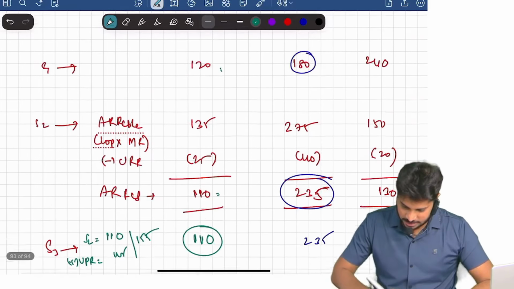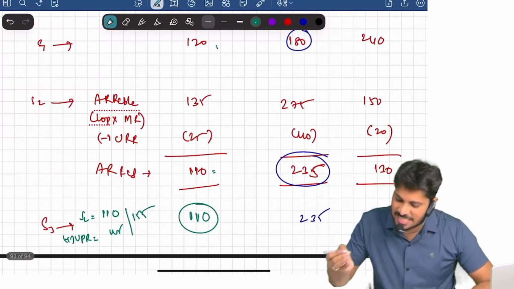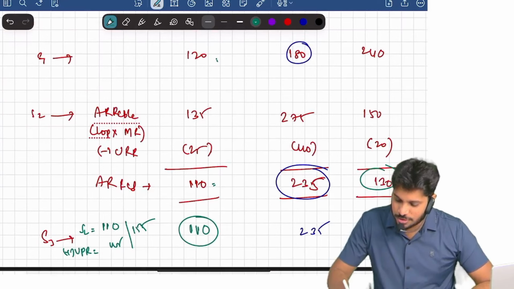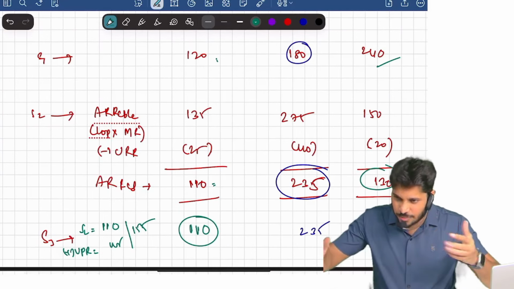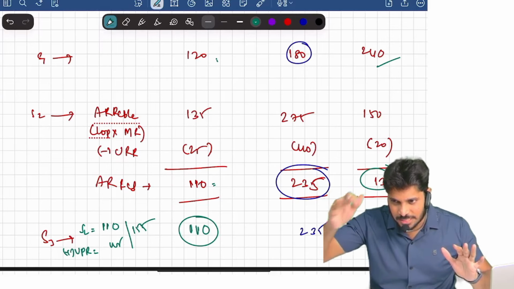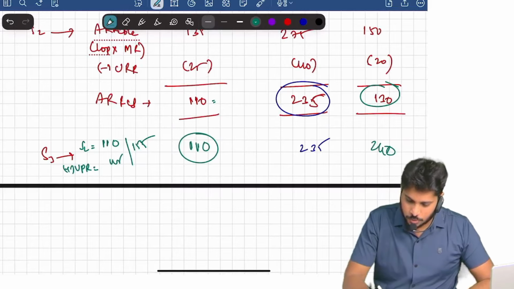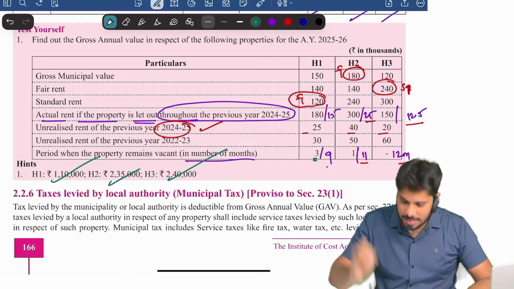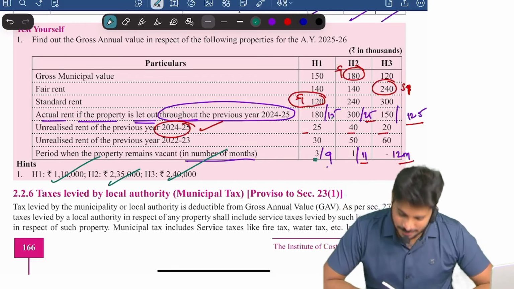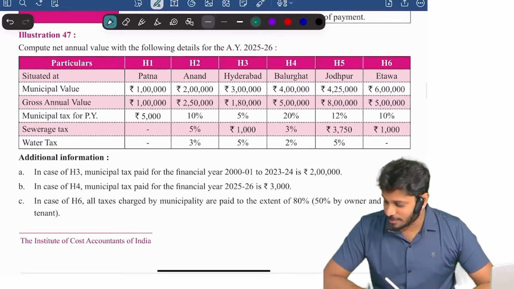Okay, next for house number 3. There is no vacancy itself. So step number 2 is lower than step number 1. There is no vacancy, so the concept of GAV equal to step number 2 will not apply. The GAV is whichever is higher concept will apply, which is 240. So 110, 235, exactly. Easy or not? That's it. Next, house property problems are very quick, no?